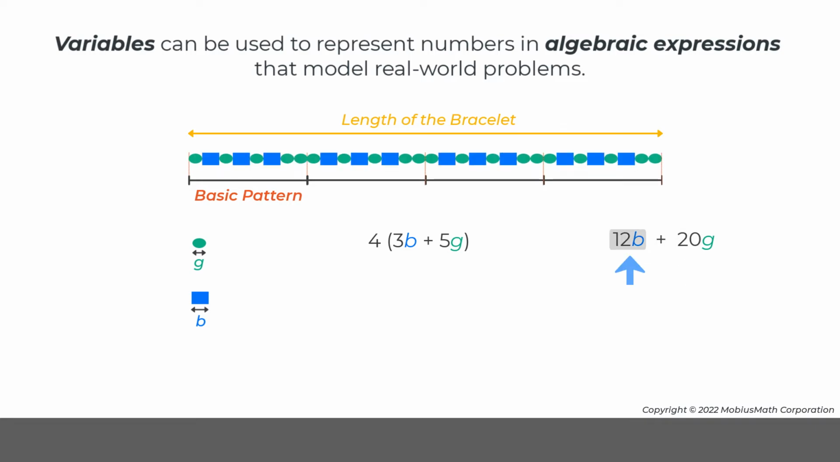The term 12b represents the length of all of the blue beads in the bracelet. The term 20g represents the length of all of the green beads in the bracelet. Note, 2 equivalent expressions represent the length of this bracelet with blue and green beads.